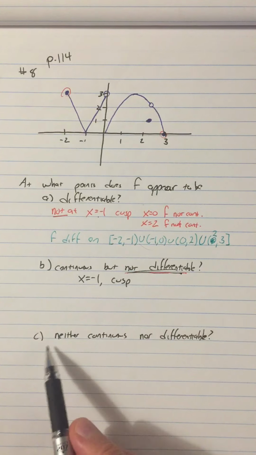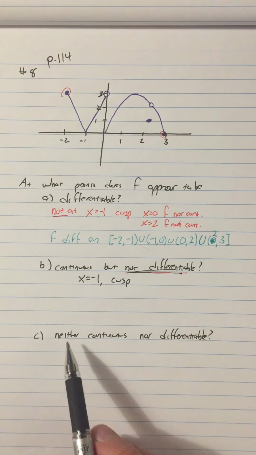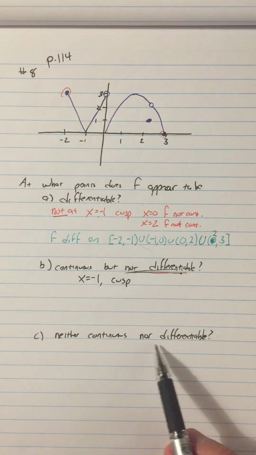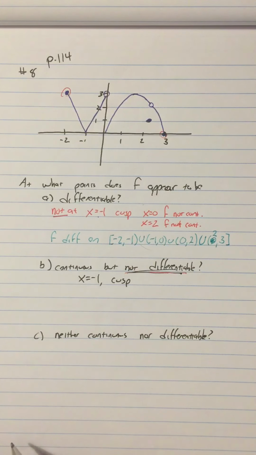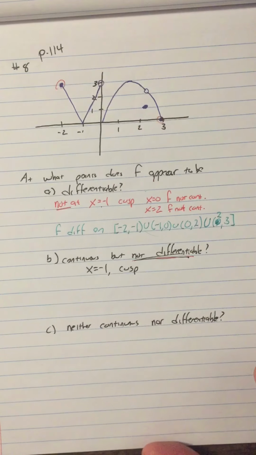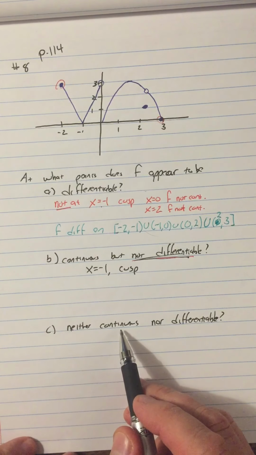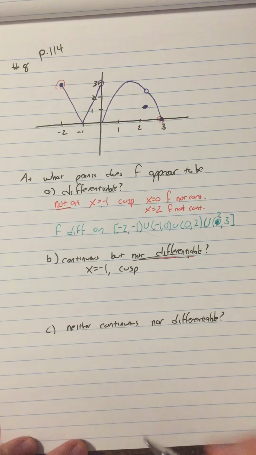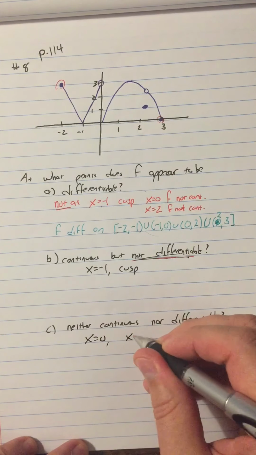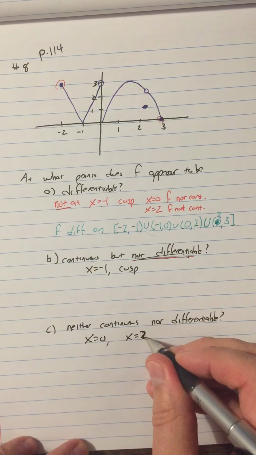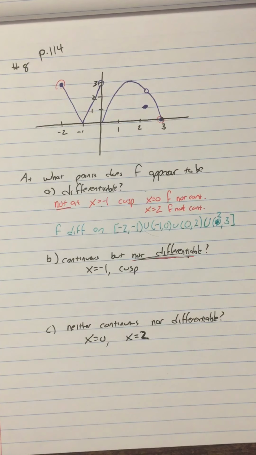And then where is f neither continuous nor differentiable? As soon as you're not continuous, you're automatically not differentiable. So the question really could just be, where is f not continuous? It would be the same question with the same answer, because as soon as f is not continuous, it's already not differentiable. Where is f not continuous? At x equals 0 and x equals 2. Let's not justify those because they didn't ask us to, and we'd have to write a lot. All right, so that is how we're doing number 8.